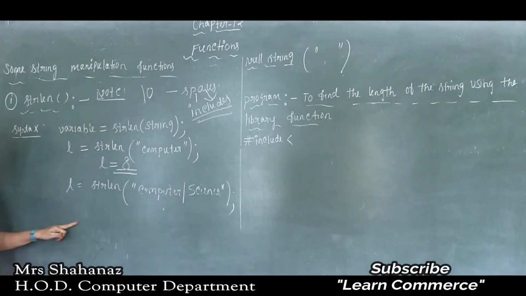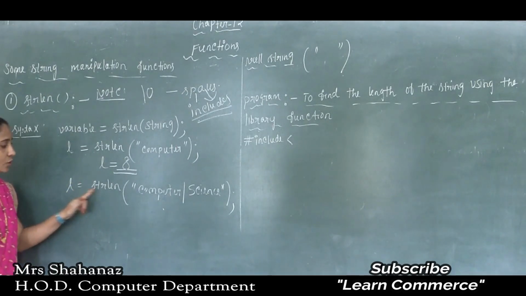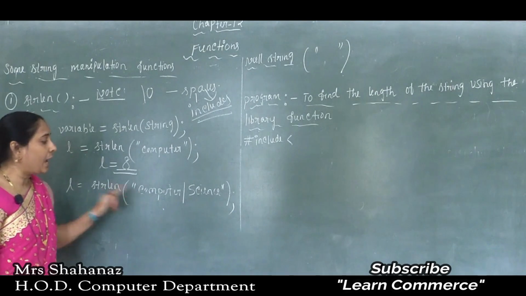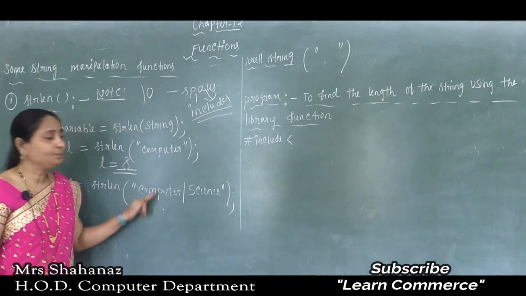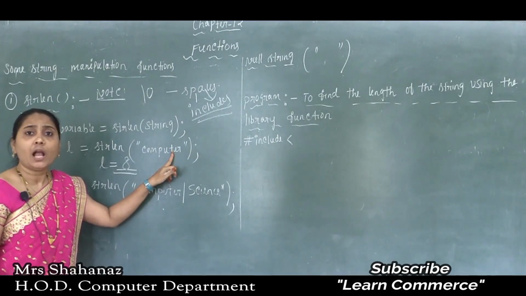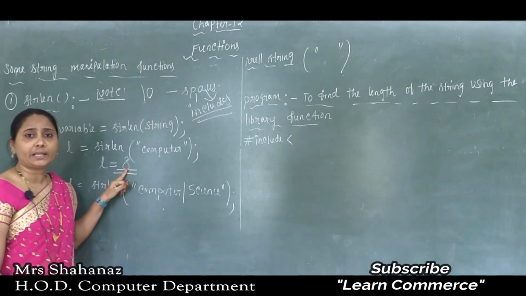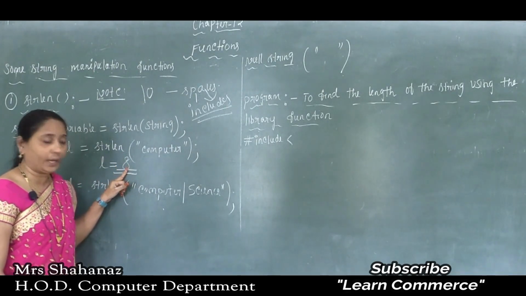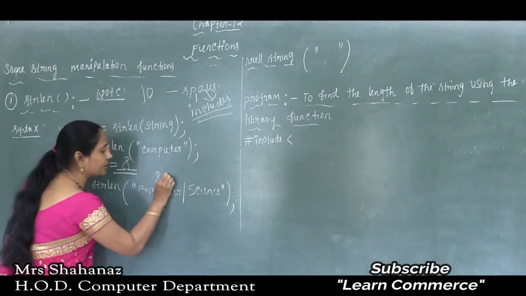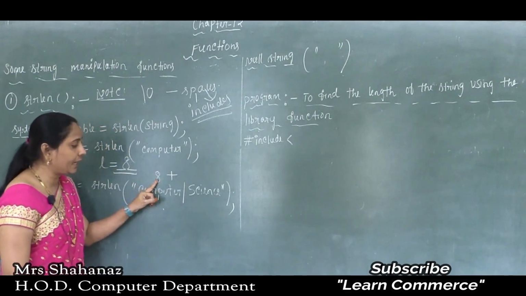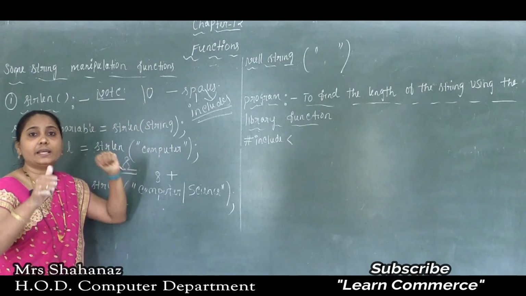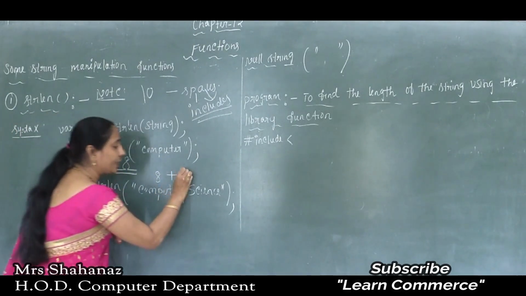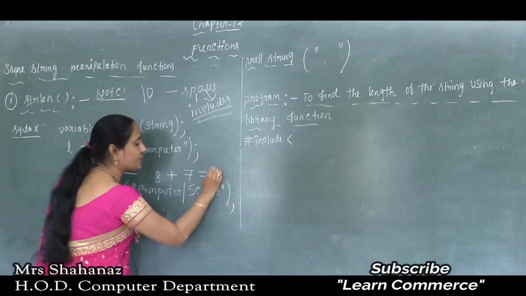Now let's see the second example. In the second example also the variable name is L, the length of the characters, is equal to strlen, which is the function name, and as the string I used computer science. In computer alone, how many characters are there? Computer is 8 characters. Now science, SCIENCE: totally 7 characters. When you add them, that is equal to 15.